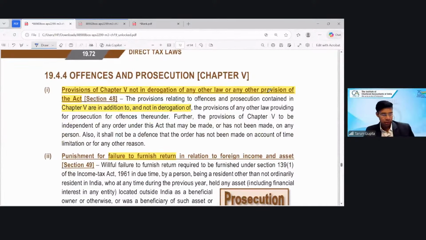So similar to income tax, there is also prosecution. So these prosecution provisions under the Black Money Act are in addition to and not in derogation. Means it is in addition to any other prosecution proceeding under any other law. It will not derogate from them. So prosecution proceeding under any other law shall continue, and under the Black Money Act also shall apply.